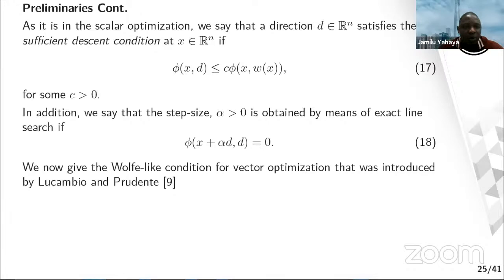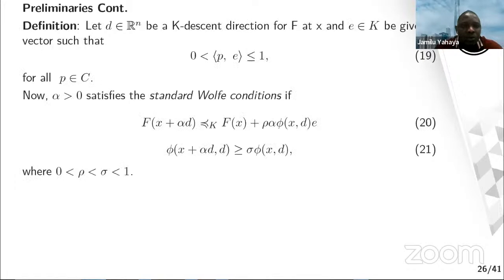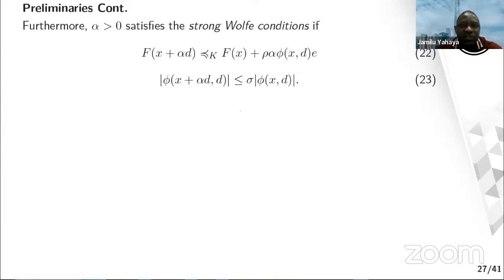We now give the Wolfe-like condition for vector optimization that was introduced by Lucambio Pérez and Prudente in reference 9. Let d in Rn be a K-descent direction for f at x, and e in K be a given vector such that equation 19 holds for all p in C. Now alpha bigger than zero satisfies the standard Wolfe condition if equations 20 and 21 hold, where rho and sigma are between zero and one. Furthermore, alpha bigger than zero satisfies the strong Wolfe conditions if equations 20 and 23 hold.